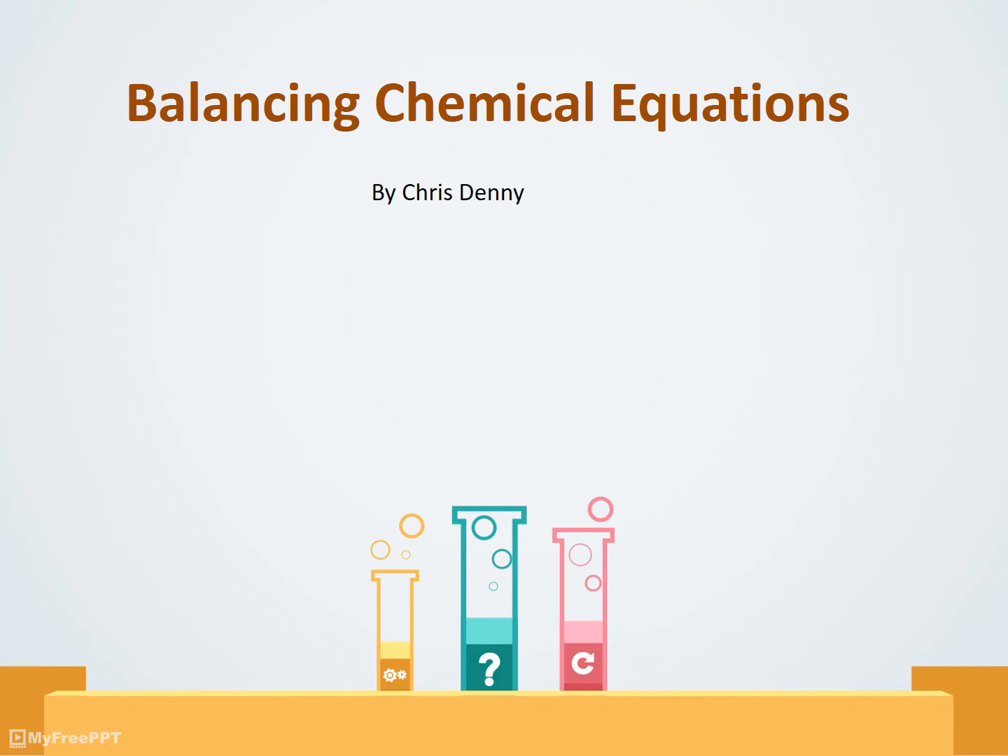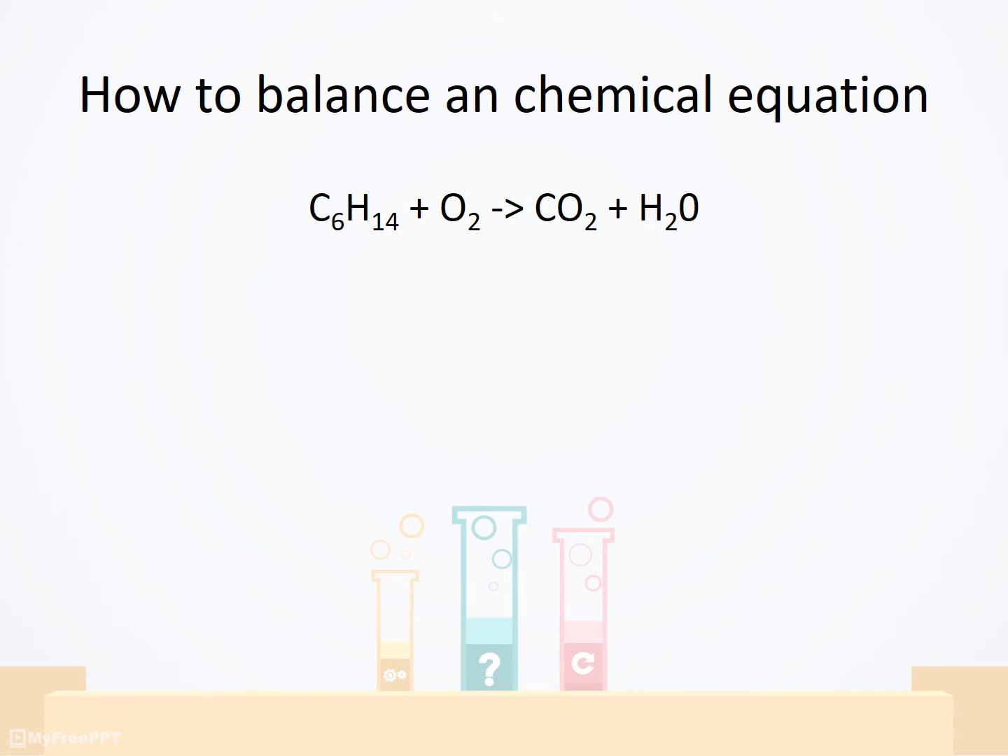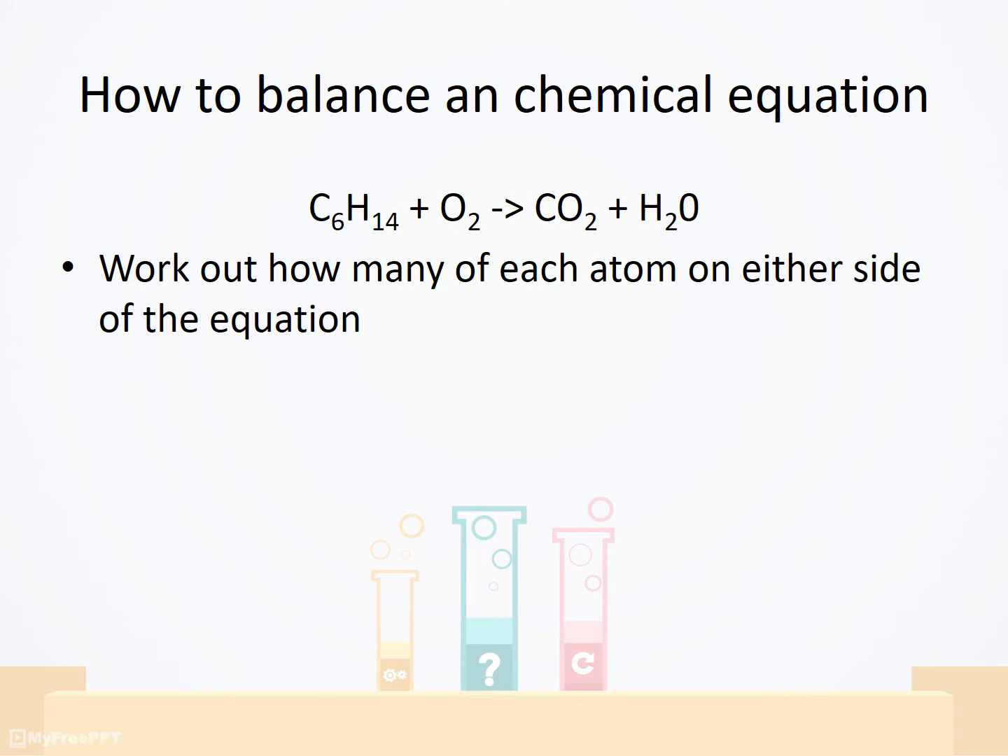This presentation will go through balancing chemical equations. So the chemical equation we're looking at today is hexane burning in oxygen. So we've got our hexane, which is our C6H14, plus our oxygen, and when we burn that, it forms carbon dioxide and water. So to start this process, we need to work out how many atoms of each type are on each side of the equation.